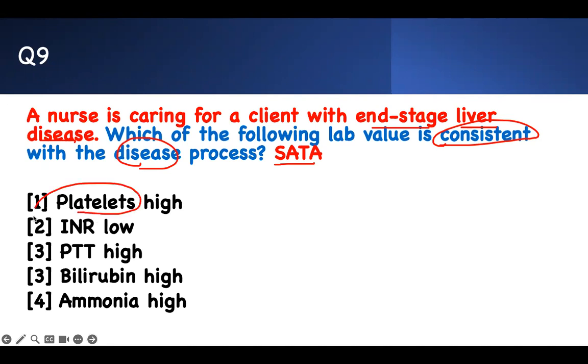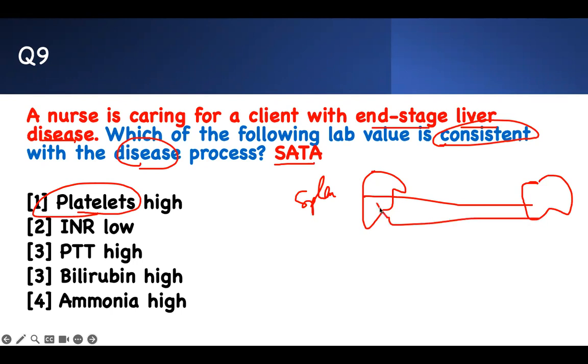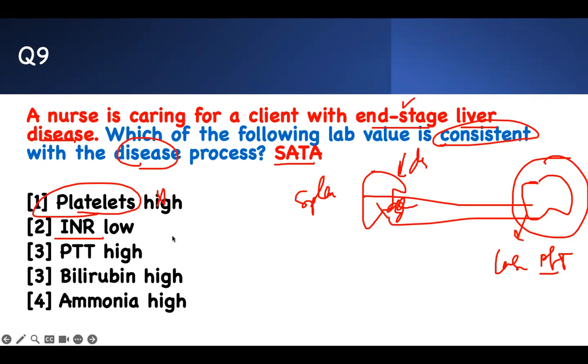Okay, platelets are related to the spleen. The spleen sends all its blood to the liver. If the liver is diseased, you can't send all your blood, so the spleen gets bigger. If it gets bigger, it chews up your platelets, so your platelets become low. So in severe liver disease, platelets are not high, they're low. Your INR, related to your clotting issue, is going to be high.